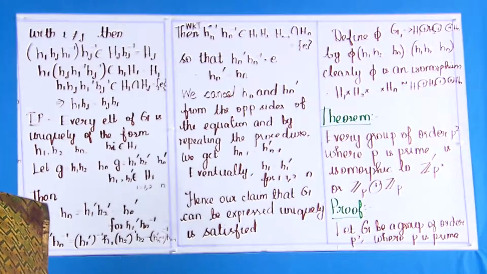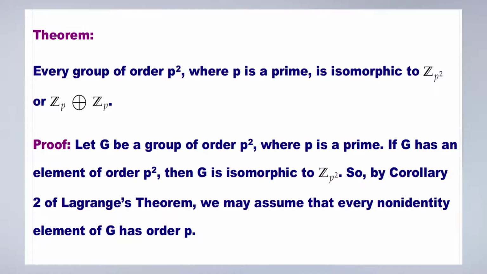Now we go on to the next theorem. Every group of order p squared where p is prime is isomorphic to Z p squared or the external direct product of Zp and Zp. The proof: let G be a group of order p squared where p is prime. Now since G is a group of order p squared where p is prime, if G has an element of order p squared, then G is isomorphic to Z p squared.